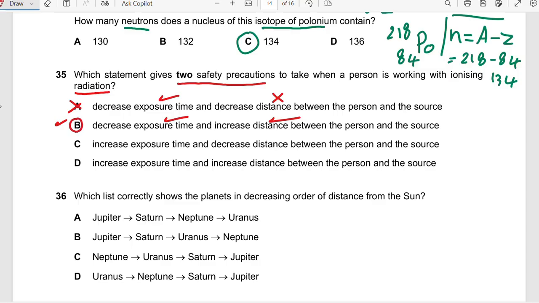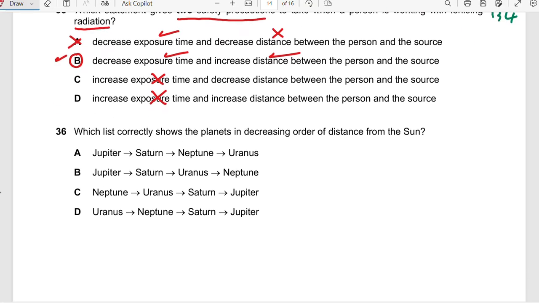Let's check C and D. In C and D, they say increase the exposure time. No, this is wrong. We should always decrease the exposure time.